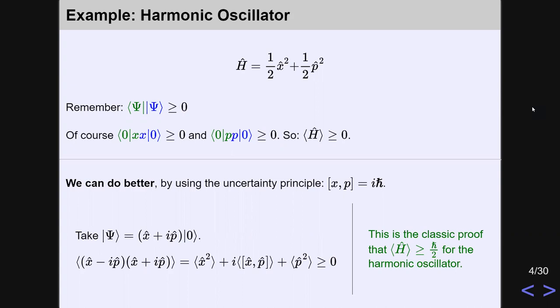We can actually do better. So there's no reason why the tightest possible bound should be given by considering these two states. So I can do better if I use the uncertainty principle and I consider the state, I start with the ground state and I apply the operator x plus iv. So by the way, your point eventually is going to be that the right-hand side of that inequality is greater than zero in the cases where you can actually apply this, right?